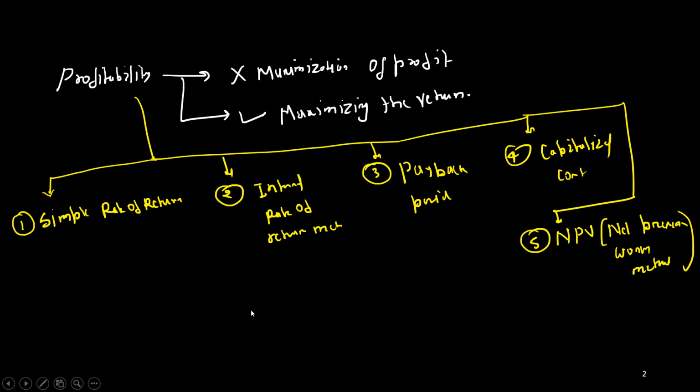First, I'll start with the simple rate of return method. Out of the five methods, a question will be there in the examination. Either they will ask you from simple rate of return, or if they are not asking the simple rate of return, then they'll ask about the IRR, the internal rate of return. And again, the payback period method, capitalized cost method, and net present worth method. They will tell you which method you have to use, and according to that, the data will be given in the problem, and you can use that data to calculate the desired output asked in your question.